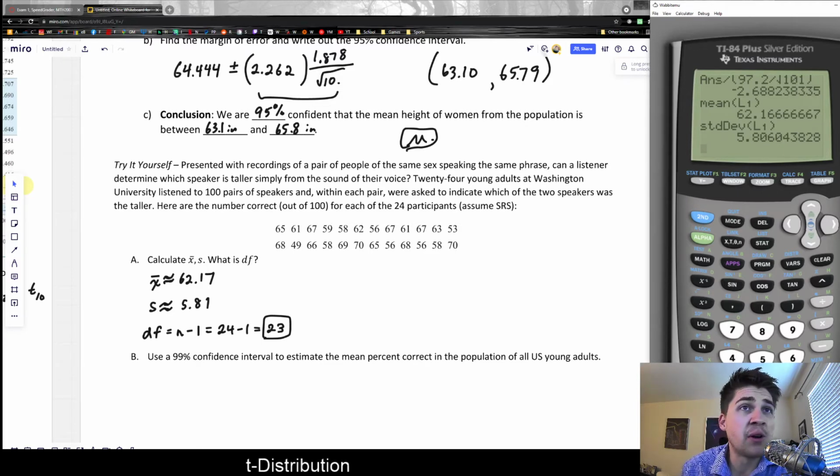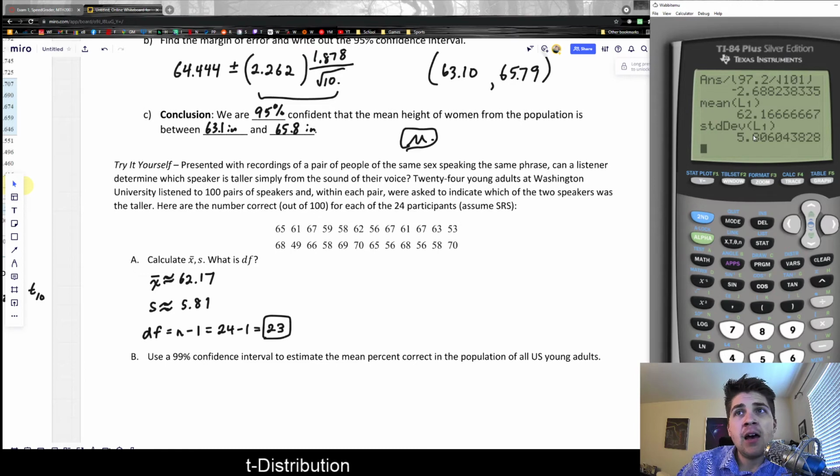Generally we don't want to round those too much. Depending on how much accuracy we want in our confidence interval, we would want to keep more decimal places if we wanted more accuracy. In this case, it's not really specified, so we'll just do what might make sense.